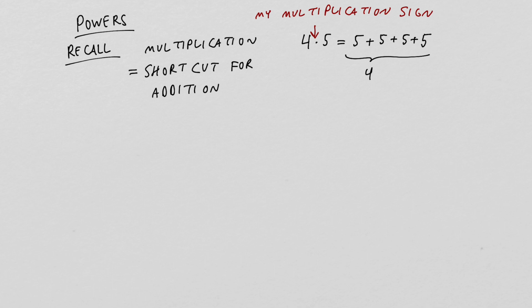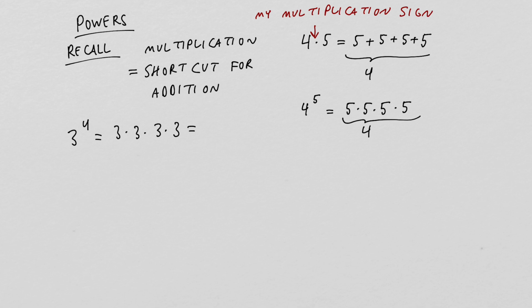In a similar way, 4 to power 5 means that we take number 5 and we multiply it with itself 4 times. Let's see some more examples. 3 to power 4 would be 3 times 3 times 3 times 3.